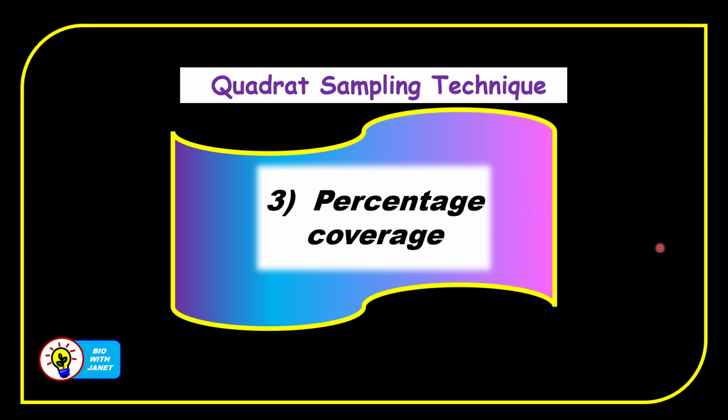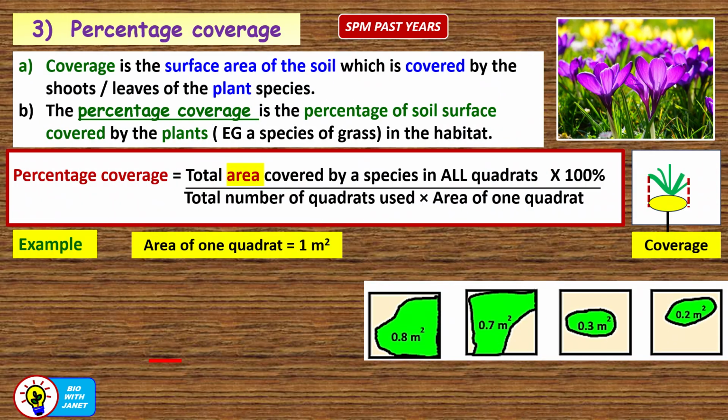Now, next is the percentage coverage, which is slightly different. The word coverage means the surface area of the soil which is covered by the shoots or leaves of the plant species, by the leaves especially. So here for this grass, what is meant by coverage? It is the area of the soil below the grass that is covered by it, when you look from the top. That's the coverage, and from there you calculate the percentage coverage, which is the percentage of soil surface covered by the plants.